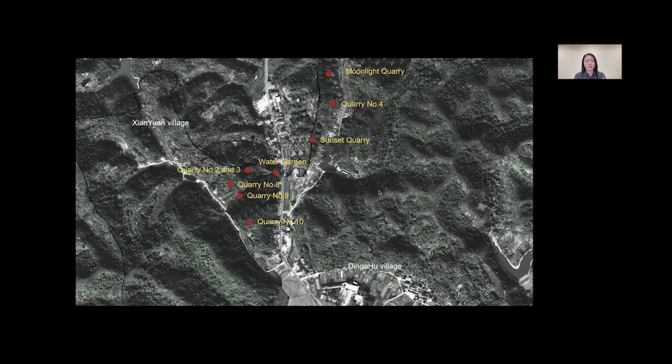after quarrying, a terrace after quarrying. So this is the moonlight quarry. You could take it as a camping site.